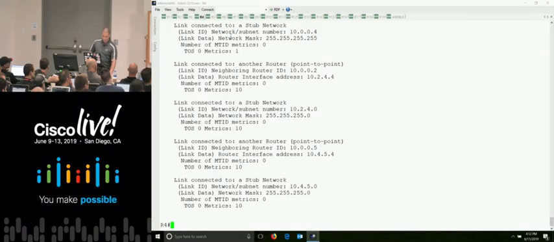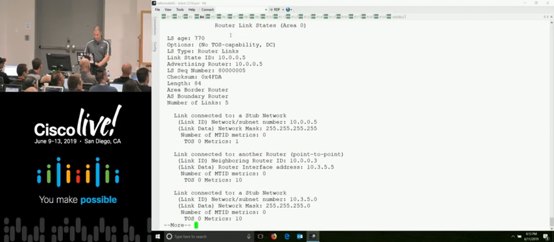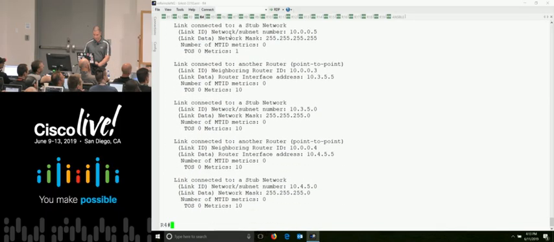Okay, so let's continue. So we can go to R2 or R5 next. It really doesn't matter. I'm going to go to R5. So I'm going to be lazy and do a little up arrow here. And if I want to look at R5, I just put the router ID in there, hit enter, and I've got 5 more links here. So I'm just going to scroll down so we can see all of it at once.